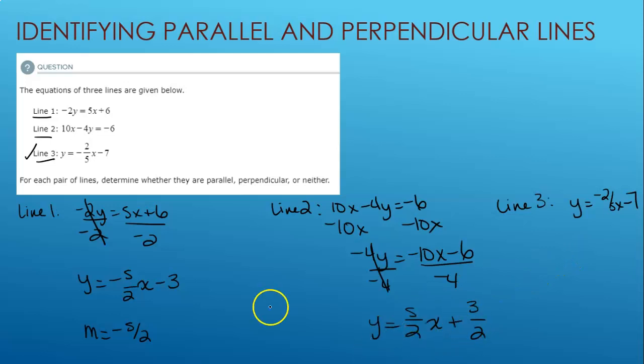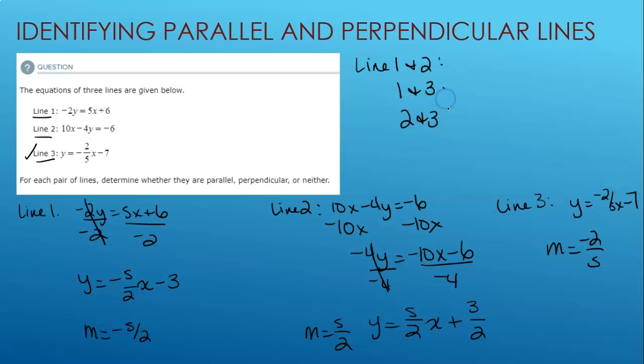And then for this one, by the way, the slope on this one is 5/2, and the slope on this one is negative 2/5. All right, so we have all those in slope-intercept form. You pause the video. You tell me whether line 1 and 2 are parallel, perpendicular, or neither. Line 1 and 3, parallel, perpendicular, or neither. And line 2 and 3, parallel, perpendicular, or neither. Go ahead and try that now.